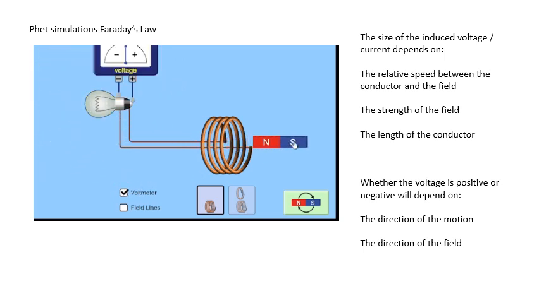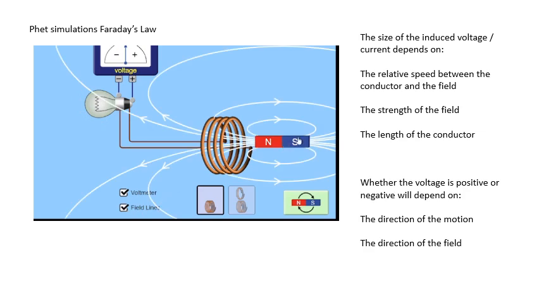I can put a voltmeter in there. Yes, and you notice when I move it in and out, the voltage goes one way and then the other way. I can also flip round the magnet to see what difference that makes. And I can also add some magnetic field lines to it as well.